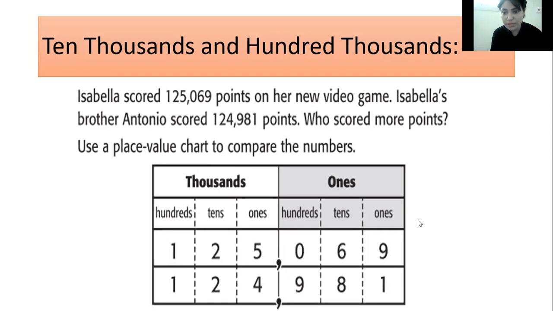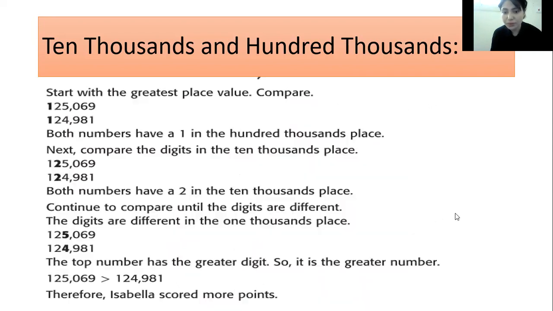Here I used the place value chart. Here is the ones period, here is the thousands period. The ones has ones, tens, hundreds. The thousands has ones, tens, hundreds. Okay, and I put the 2 numbers. Let's compare. Who is the bigger number? I see the hundreds of the thousands are the same. The tens of the thousands, the same. The ones of the thousands, the place value of the thousands, 5 and 4. So who is bigger? The 125,000. Okay, so here I'm explaining how I compare numbers.